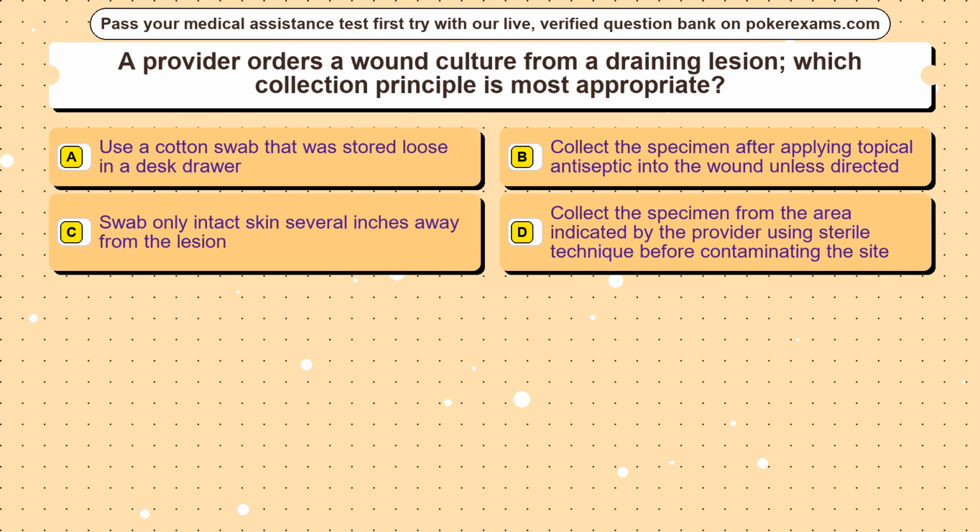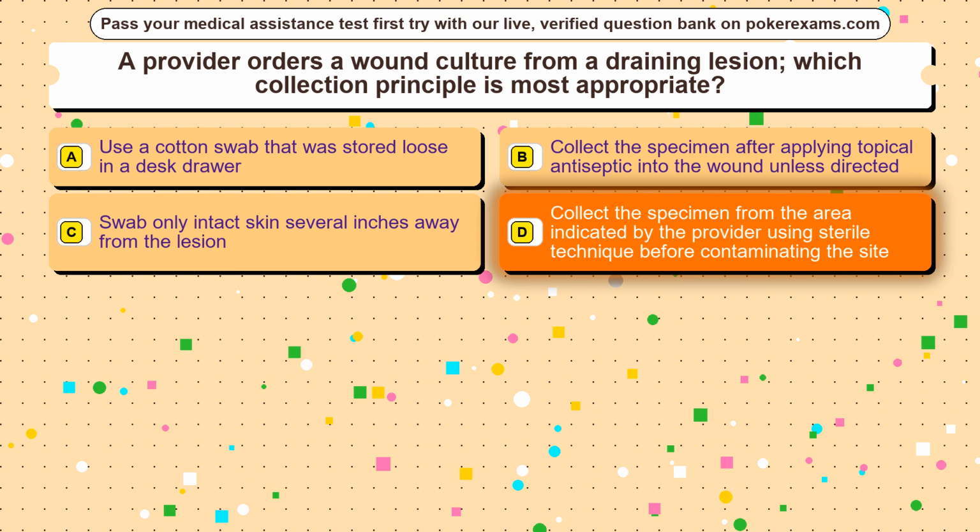Question 65. A provider orders a wound culture from a draining lesion. Which collection principle is most appropriate? Option A. Use a cotton swab that was stored loose in a desk drawer. Option B. Collect the specimen after applying topical antiseptic into the wound unless directed. Option C. Swab only intact skin several inches away from the lesion. Option D. Collect the specimen from the area indicated by the provider using sterile technique before contaminating the site.